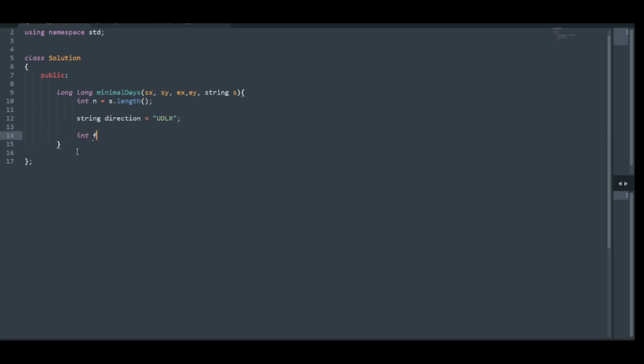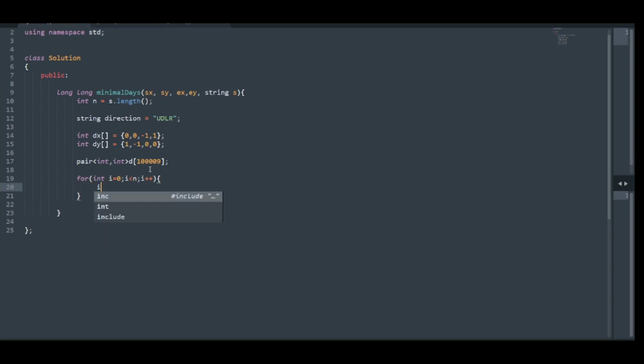And let's define the direction vectors dx to be 0, 0, -1, 1 and dy to be 1, -1, 0, 0. Let's declare a pair array D, which has a very large number. Okay, so this is going to store the final position of the ship due to the wind. So just iterate over this forecast string.